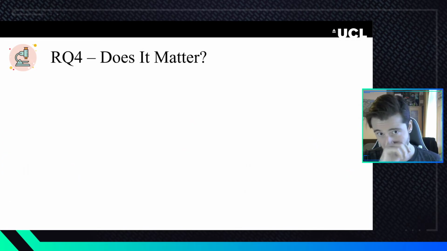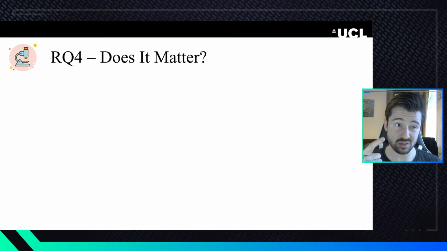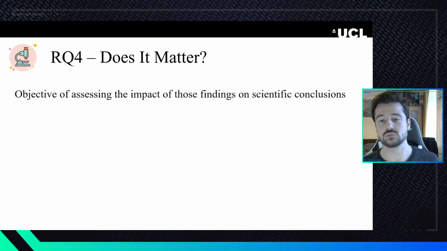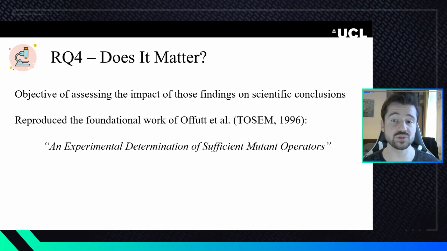Okay, now that we established that there is a non-trivial error, that this error is worse at scale, and that the ranks of the strategies change, the final question is, does it really matter? So to answer this question, the objective is to assess the impact of those findings on scientific conclusions of previous work. So to answer that, we've reproduced the work of Offutt et al. Published at TOSEM in 1996, called An Experimental Determination of Sufficient Mutant Operators.